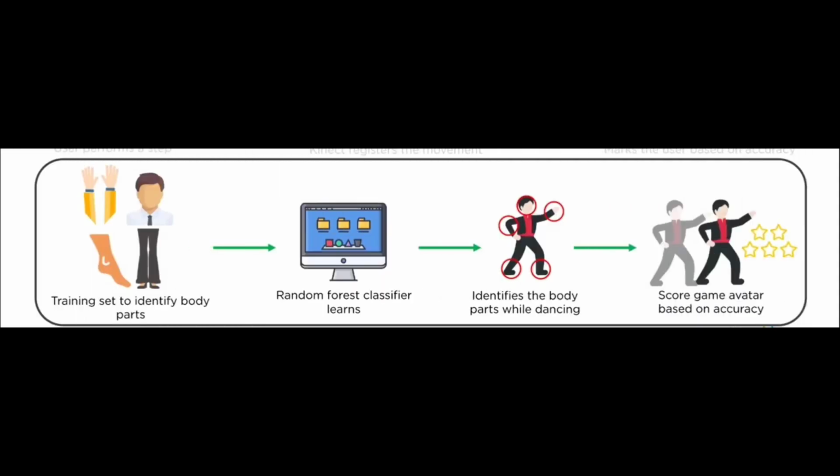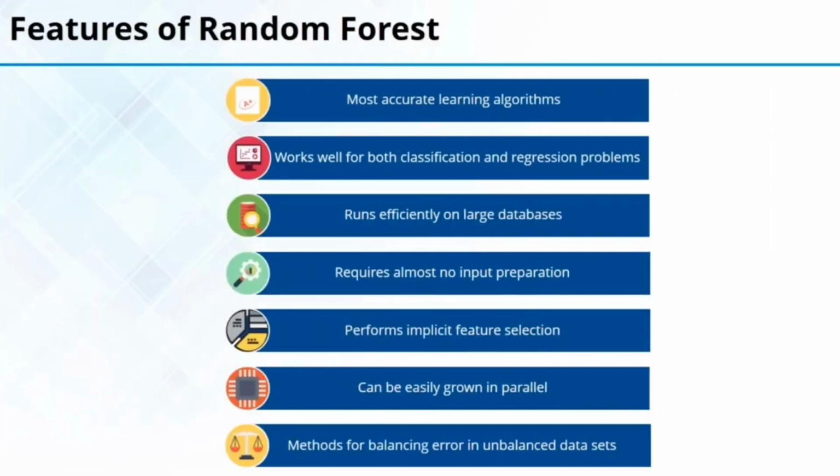First, we should train the computer to identify the body parts. Then the random forest classifier will learn from this. Next time, while dancing, it will identify the body parts and give the score to the game avatar based on accuracy. Let us know about the features of random forest.